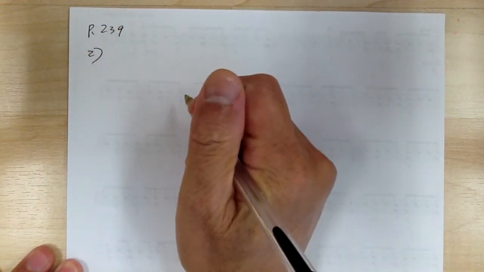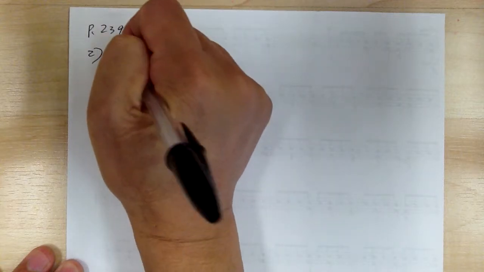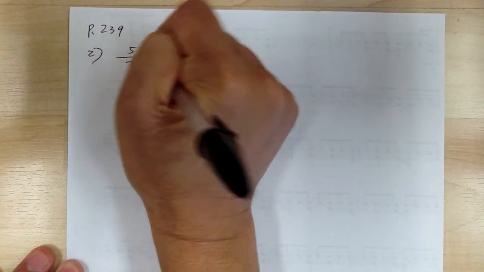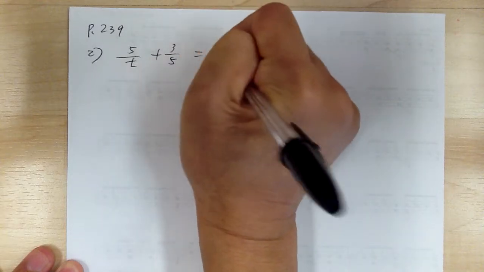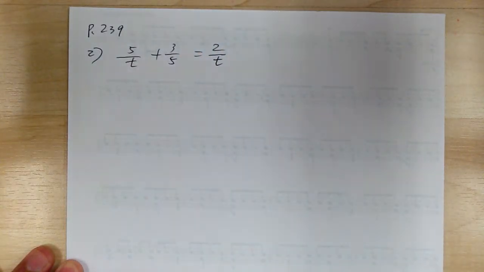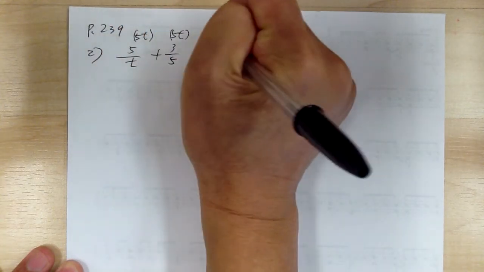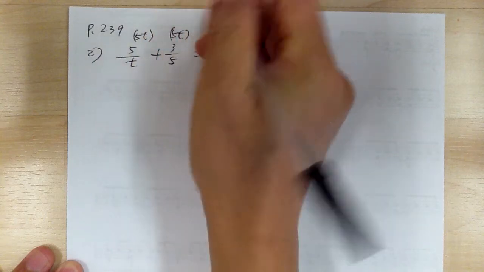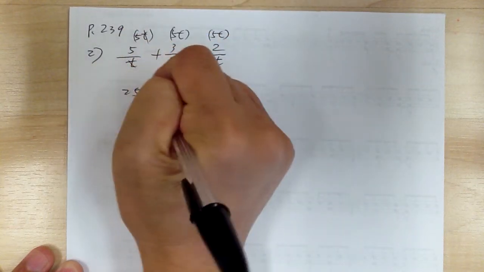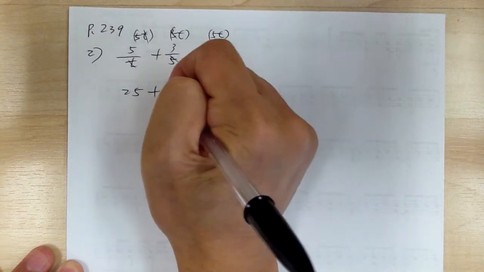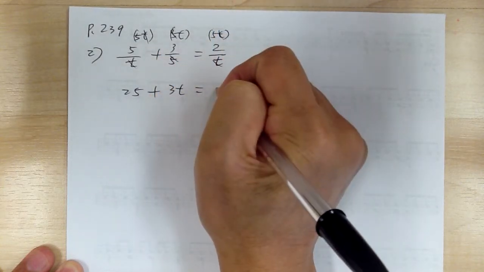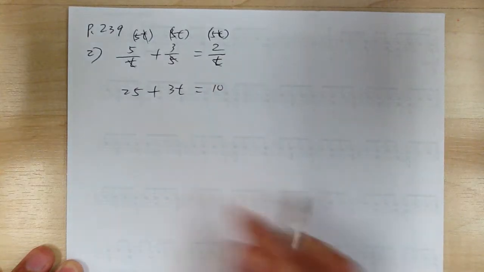Okay, so let's start with number 2 as an example. On page 239, number 2, you have 5 over t plus 3 over 5 equal to 2 over t. Just like before, to get rid of the fraction, you multiply by the common denominator. So the LCD is 5t, so multiply by 5t. The t cancels out, so this becomes 25. The 5 cancels out, so this becomes 3t, and the t cancels out, so you end up with 10. And so now you can go and solve.